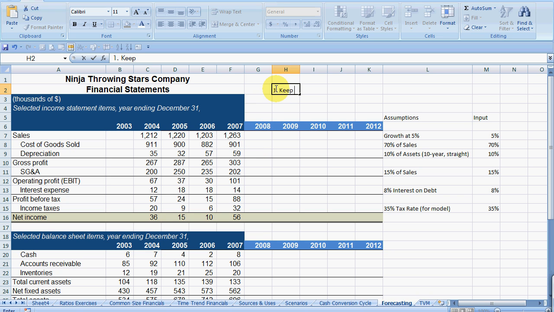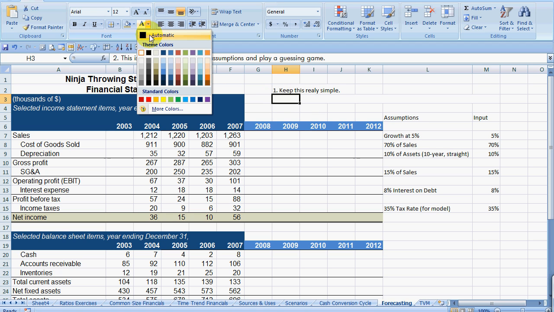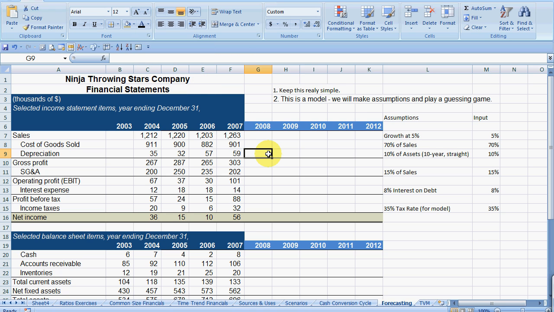Two is that this is a model. We will make assumptions and play a guessing game. That's important to note. It's also important to keep in a font that you can see. It is important because this isn't exactly science, right? This is a bit of art and science in how we actually do this.